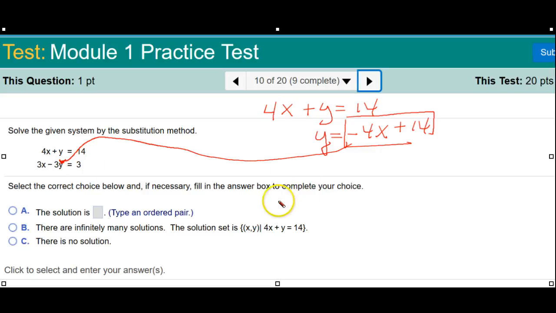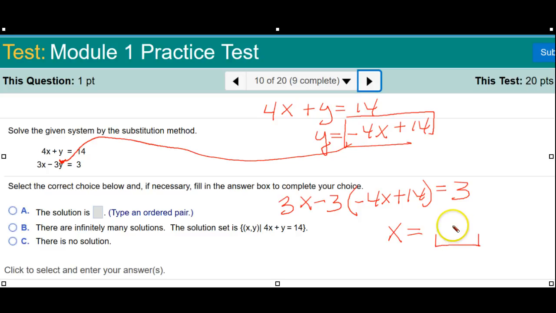So it then reads 3x minus 3 times a negative 4x plus 14 equals 3. Now you have an equation with only one letter. You solve for x, and x will be something. Now when you find that value, you then put it into either of the equations, and then you find out what y is. And you put that there as an ordered pair. And there is a tool for that.